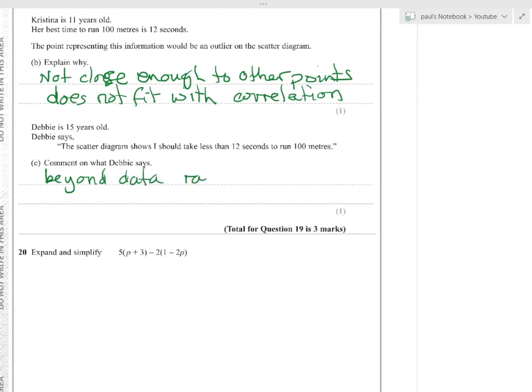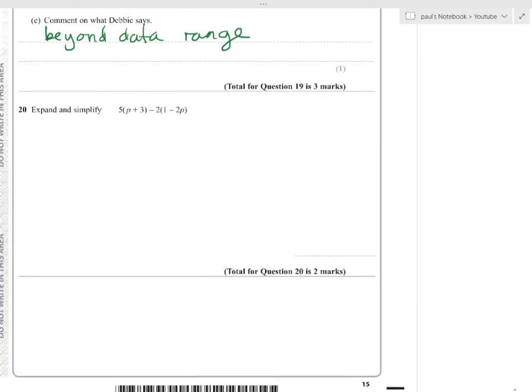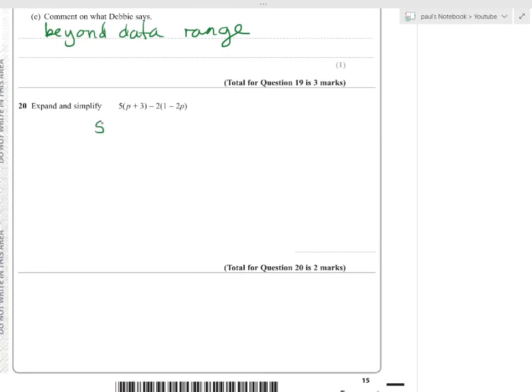And we've got some algebra here now. What we're going to do: expand and simplify. Right, 5p plus 15 minus 2. Be careful of the sign, minus minus plus 2p. That's going to catch people out, isn't it? Expanding that bracket, so 5p and 2p is 7p plus 13. I like that.